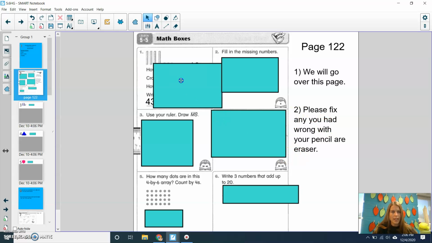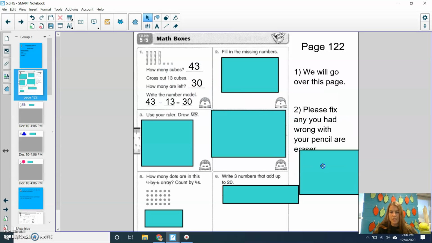For question 1, how many cubes? So you should have said that there's a total of 43 because we have 4 longs and 3 cubes. Then you were asked to cross off 13 of them, and then you should have seen that there are 30 cubes left. So writing a number model, we have 43 minus 13 equals 30.